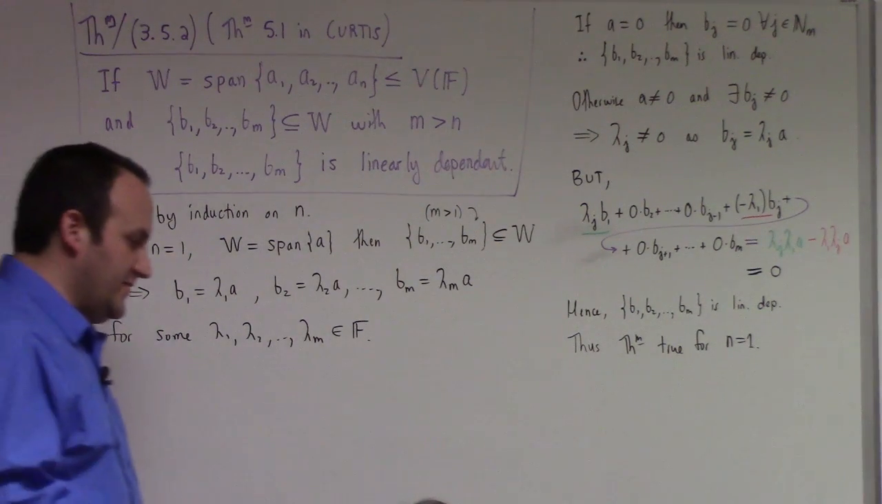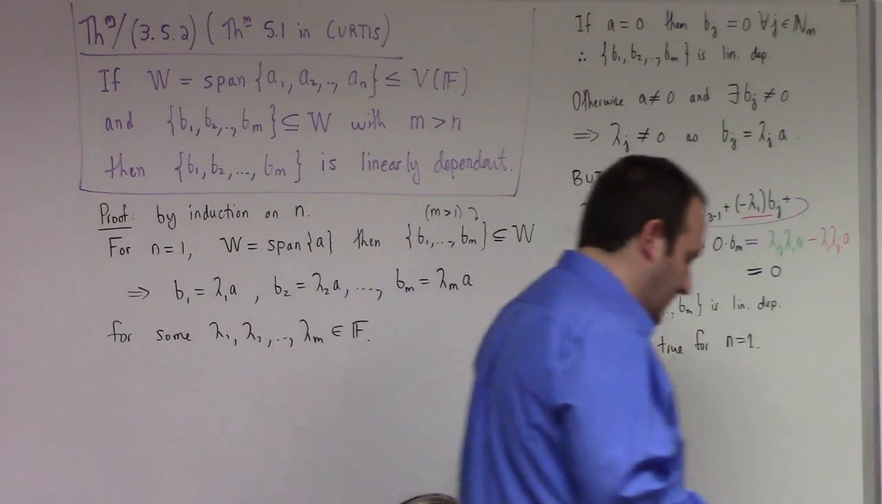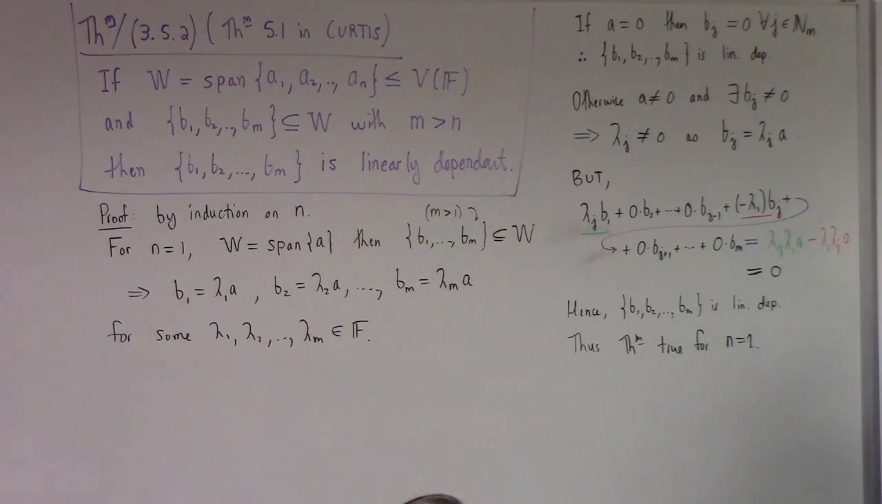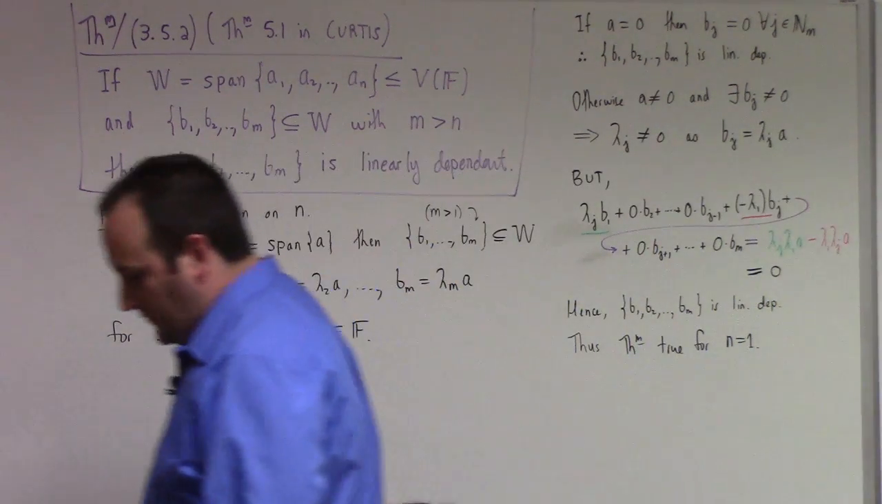For example, if I have a span of 3 vectors, and then I take a subset of 4 vectors, is it linearly dependent? I don't have to think about it once I understand this theorem. The answer is yes, it's linearly dependent. If I look at the span of 10 vectors, and I look at a subset of 20 vectors, it's going to be linearly dependent. Game over, end of story. All right? So we're going to prove that in generality here. And the proof is by induction on n.